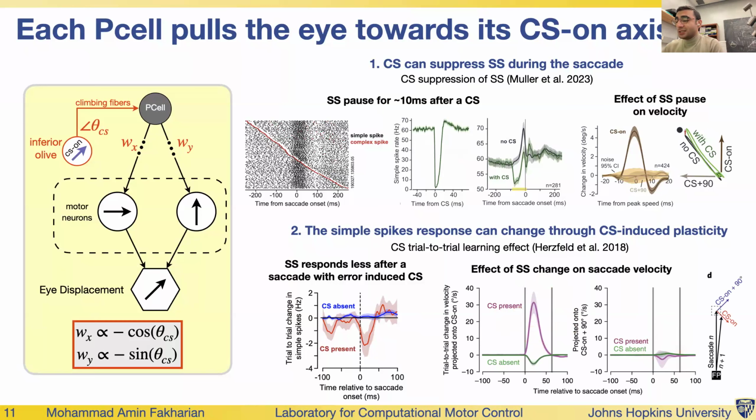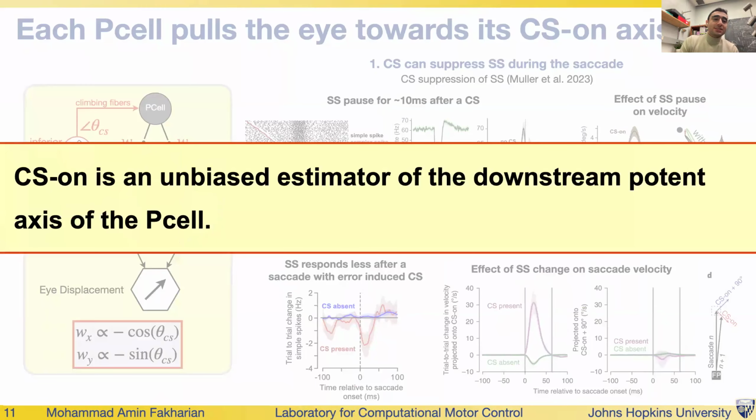So our working hypothesis would be that the weights Wx and Wy are negatively correlated with cosine of theta CS and sine of theta CS, and the negative sign is because both effects were pauses in the simple spike. So CS on is an unbiased estimator of the downstream potent axis of the Purkinje.